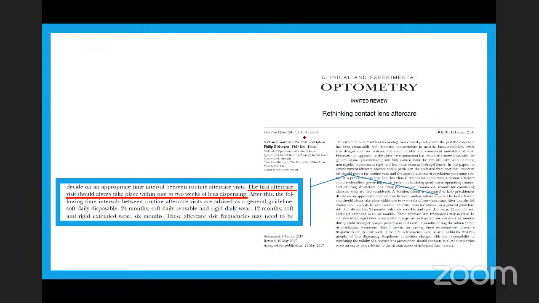And they came to a conclusion that whatever the case may be, whatever lens you have dispensed to your patient, you must make sure as a practitioner that the first aftercare visit takes place within 1 or 2 weeks of lens dispensing, because this is the time where you are going to finalize everything and look at the ocular status, whether the lens has created any problems or not. A recommended schedule has also been given, so you would probably want to follow this as well. But the key part here is the first aftercare visit should always be done within 1 to 2 weeks of lens dispensing. So that's very important.